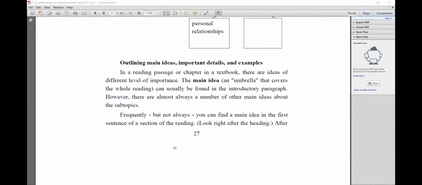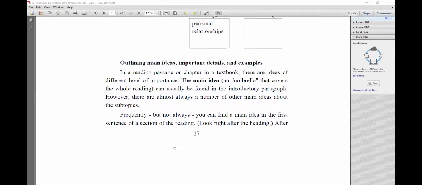In a reading passage or chapter in a textbook, there are ideas of different levels of importance. Good, very good. The main idea is an umbrella that covers the whole reading. The word umbrella is usually used for symbolic meaning, right? It's like an umbrella provides you an overall cover. So the main idea is like an umbrella, and then there are certain small ideas under it.